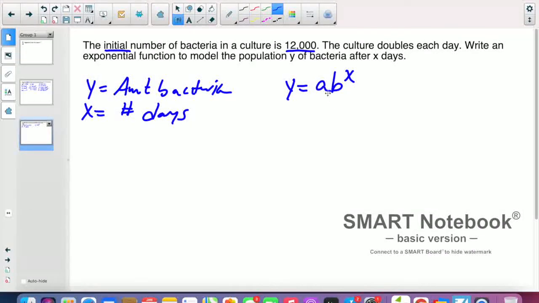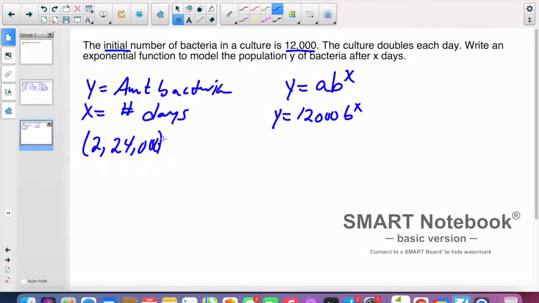So where do I put that? Hopefully you're thinking you put it for a. So y equals 12,000 times b to the x. The culture doubles each day. Write an exponential function to model the population y of bacteria after x days. Well, if the bacteria doubles each day, then don't we know that in day 2, we're going to have twice as many bacteria, 24,000?